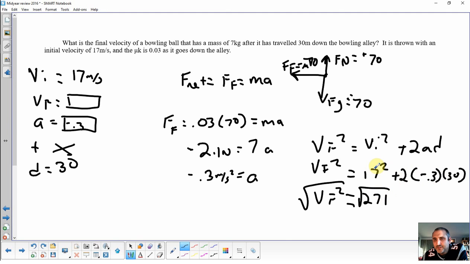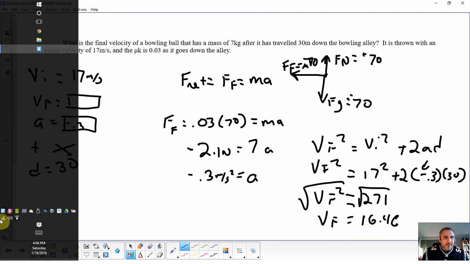And this is a big deal: 271 is less than 17 squared because we're adding a negative number here. Just keep that in mind, okay? The square root of both sides is 16.46. And remember, this is the big logic question. If you roll a bowling ball and there's friction and you started at 17 meters per second, you should end up with a final velocity that's less than 17 meters per second. So on the midterm, if we ask you a question like this, be sure you pay attention to this, which is a negative, which means it's 17 squared plus a negative something or other, okay?